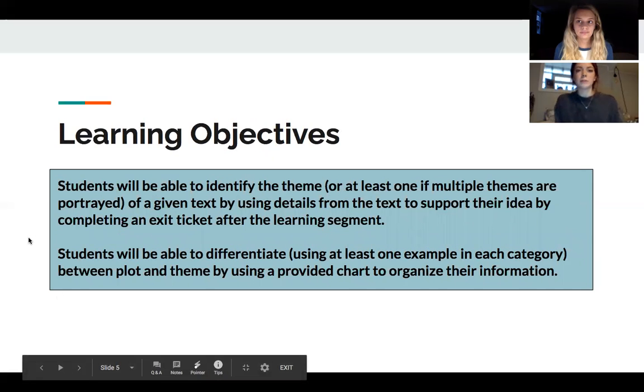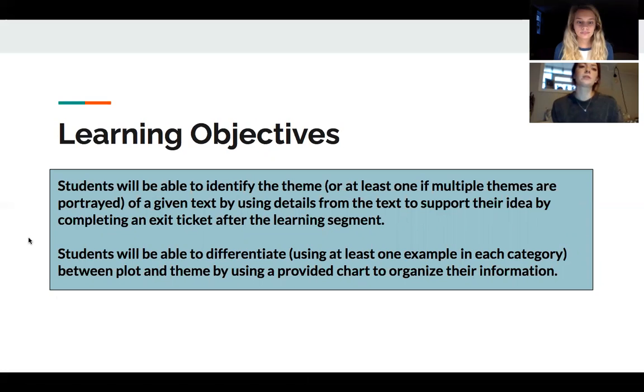We have two learning objectives for this lesson. The first is students will be able to identify the theme, or at least one if multiple themes are portrayed, of a given text by using details from the text to support their idea by completing an exit ticket after the learning segment is complete. The second objective is students will be able to differentiate using at least one example in each category between plot and theme by using a provided chart to organize their information and ideas.